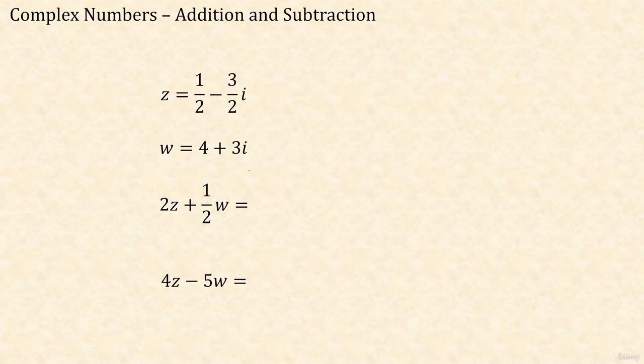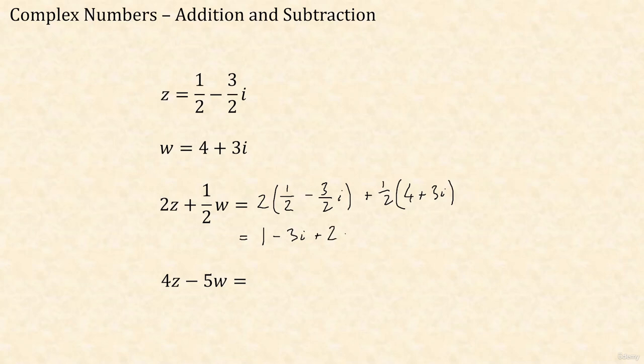So 2z, that's 2 times this, plus a half of w. So I'm just going to expand this whole thing out now and then gather up my terms. So 2 times a half is 1. 2 times negative 3 over 2, that's minus 3i. And then I've got half of 4, so plus 2, and half of 3i, so that's 3 over 2i.